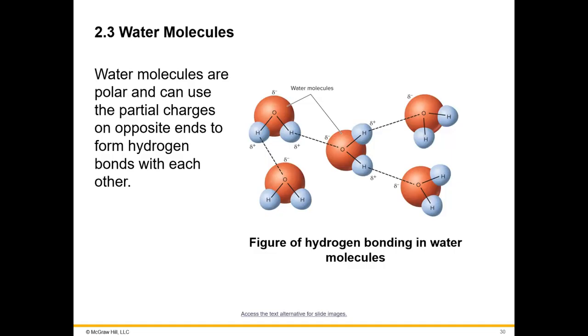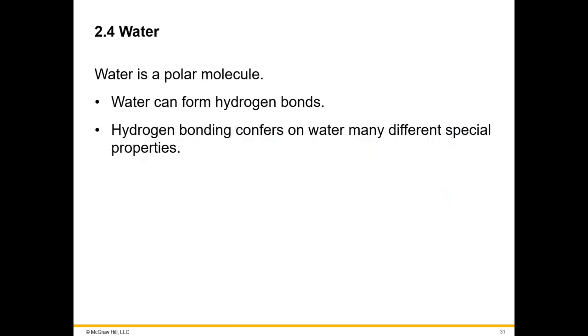We have polar molecules with partial charges, and that's what makes it possible for these bonds to happen. There's just enough of a negative charge here and positive charge on this side for this hydrogen bond to take place between our water molecules. Water, as we know now, is a polar molecule, and water can form hydrogen bonds.